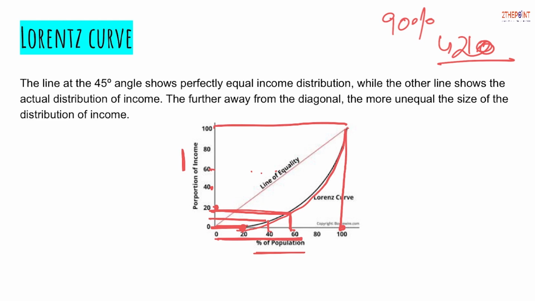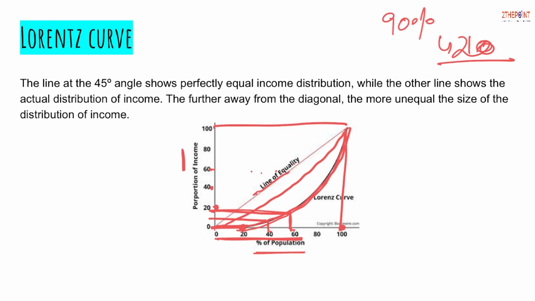The area between the line of equality and the Lorenz curve shows the inequality. The more the curve is bent like this, the more inequality tends to exist. The more the Lorenz curve is near the line of equality, the less inequality exists, whereas the more the Lorenz curve is away from the line of equality, the more inequality exists in the world. That is how it is shown.